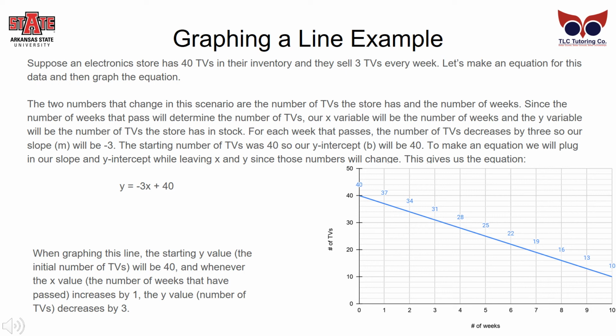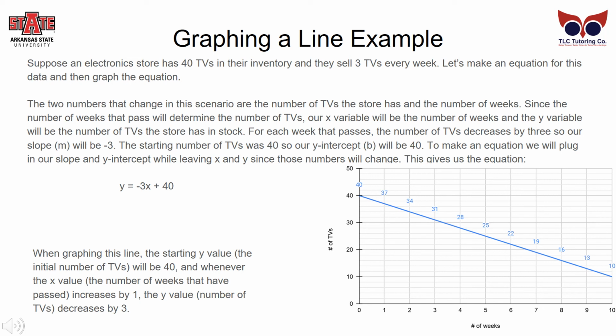For each week that passes, the number of TVs decreases by 3, so our slope, m, will be negative 3. The starting number of TVs was 40, so our y-intercept, b, will be 40. To make an equation, we will plug in our slope and y-intercept, leaving x and y since those numbers will change. This gives us the equation y equals negative 3x plus 40.